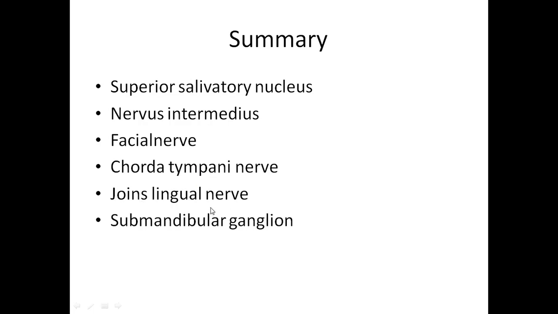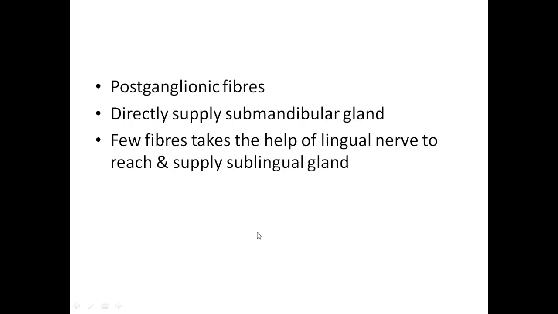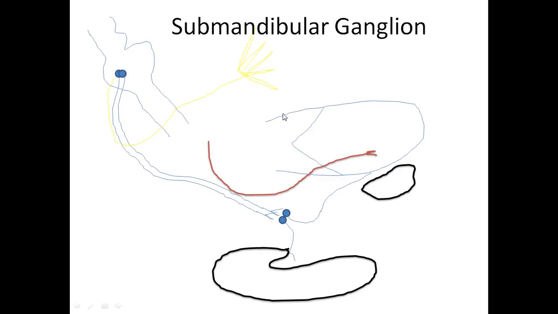Just put my arrow down, so it's a flowchart. After that, it finally relays in the submandibular ganglion. The postganglionic fibers from the submandibular ganglion directly supply the submandibular salivary gland, but a few fibers take the help of the lingual nerve again to reach the sublingual salivary gland. So the submandibular ganglion not only supplies the submandibular salivary gland, it also supplies the sublingual salivary gland.